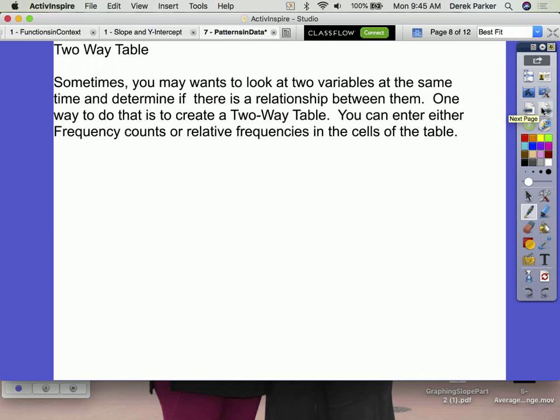Sometimes you may want to look at 2 variables at the same time and determine if there's a relationship between them. One way to do that is create a two-way table. You can enter either frequency counts or relative frequencies in the cells of the table.